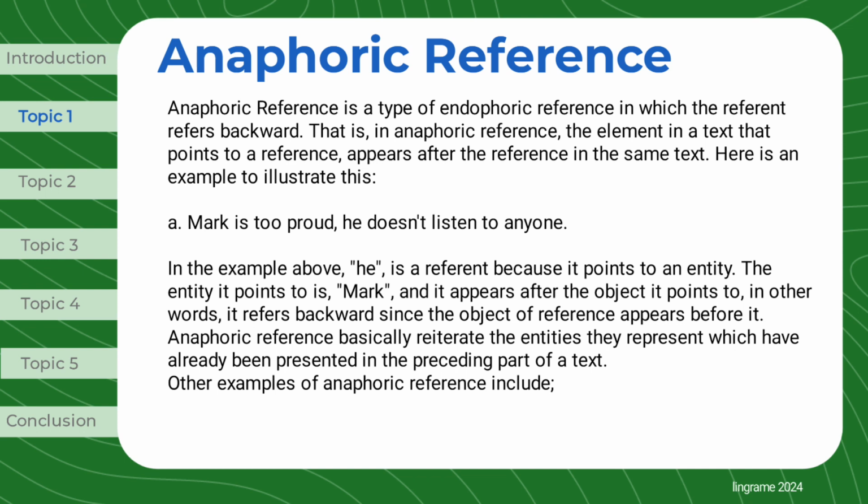In the example above, he is a referent because it points to an entity. The entity it points to is Mark, and it appears after the object it points to. In other words, it refers backward since the object of reference appears before it. Anaphoric reference basically reiterates the entities they represent which have already been presented in the preceding part of a text.